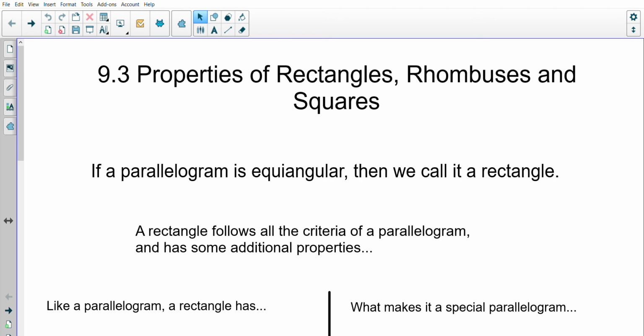All right, guys, in this lesson, we're going to talk about properties of rectangles, rhombuses, and squares. We've talked about the properties of parallelograms so far, and we're going to look at what these different figures have in common, and then what the differences are that make rectangles, rhombuses, and squares special, or unique. We're going to review what the properties of parallelograms are 2 or 3 times in this lesson, and then talk about how rectangles, rhombuses, and squares are just a little bit different.